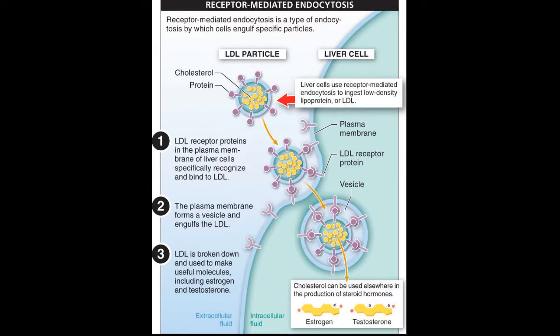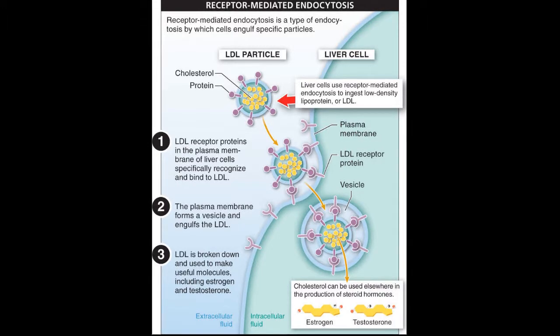One of the most important examples of this receptor-mediated endocytosis involves cholesterol. Now, most cholesterol that circulates in the bloodstream is in the form of particles called low-density lipoproteins, or LDL. You may have heard your parents talking about their LDL and their HDL levels if they're going to see their doctor and having their blood work done. So those are two of the common cholesterols that we look for.